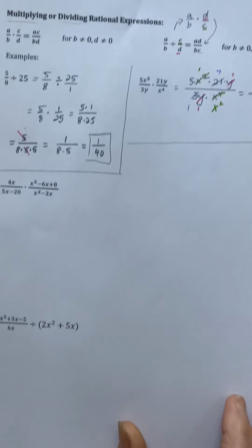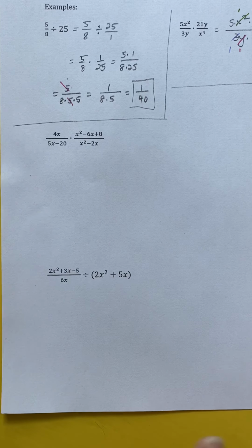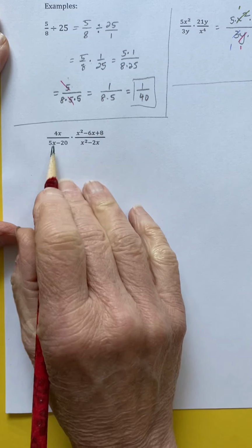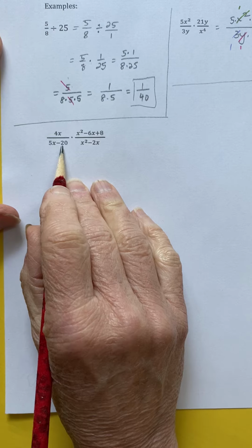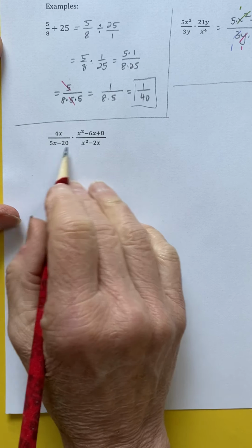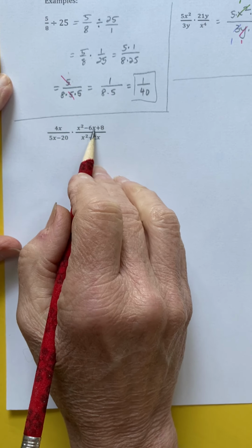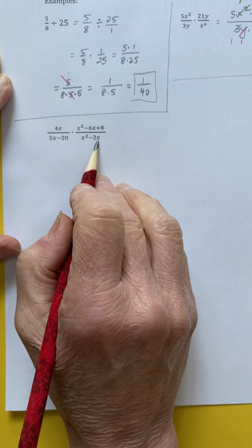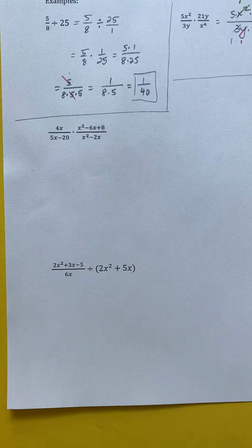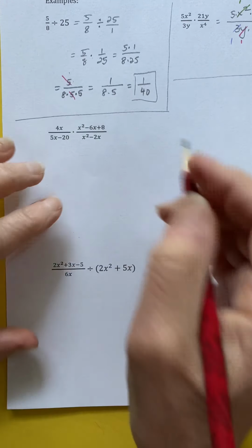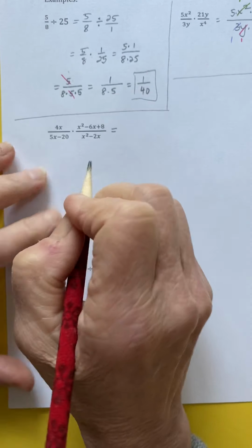Now we're going to move into these last two that are a little more complicated. This is a rational expression. This first fraction is 4x over 5x minus 20 times x squared minus 6x plus 8 all over x squared minus 2x. Please, please, please follow along and do yours this way.